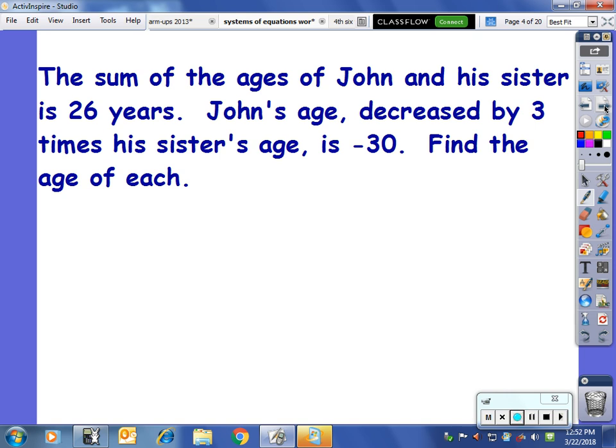It doesn't say John is negative 30. It says if you take his age and decrease it by 3 times his sister's age. That is what it means.